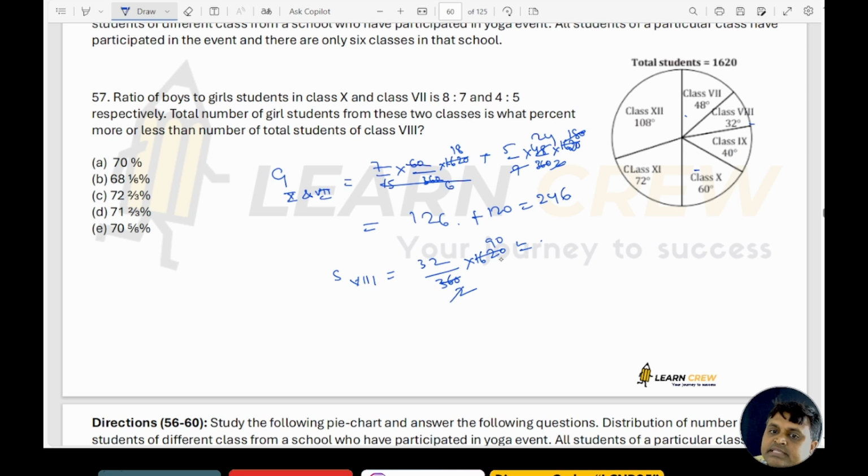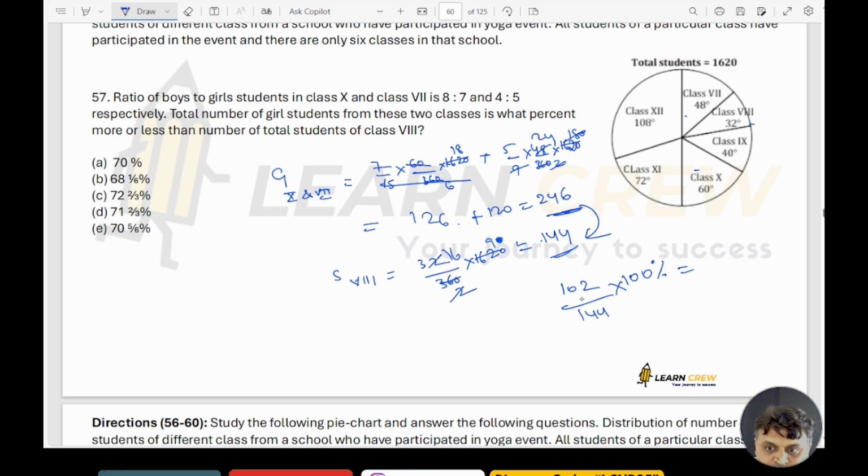189s are. Then 2 16s are, 16 9s are how much? 144. 144. Now it is asked for this 246. This 246 is more or less than 144 by how much percentage? Difference is 102 divided by 144 into 100. Difference by base value into 100. Now how much are you going to get?